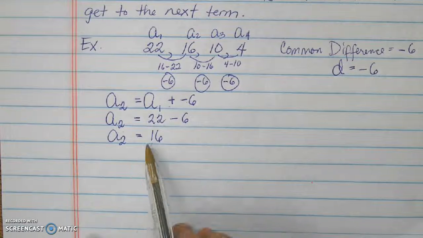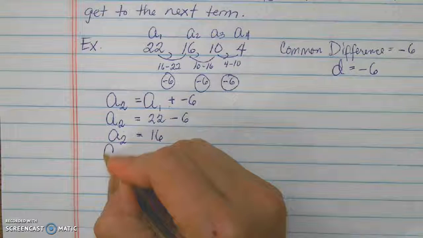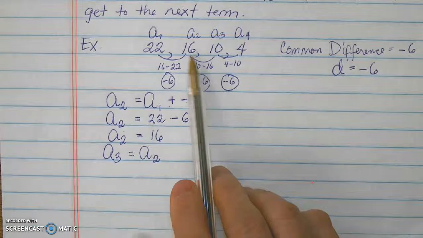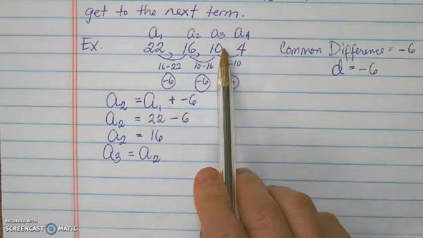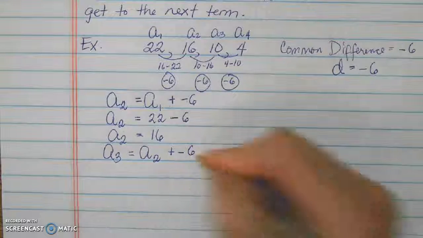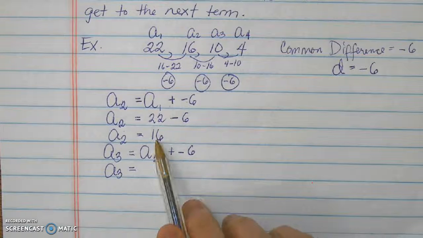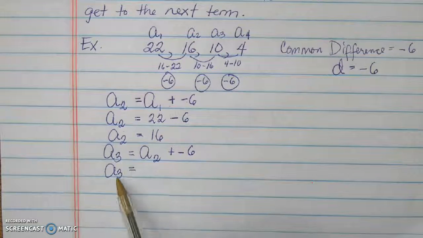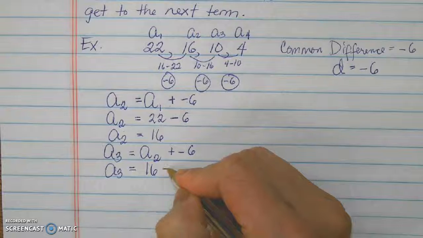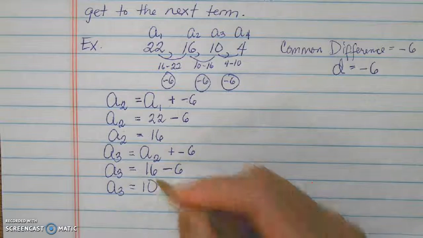So now another exploration is, what if I'm looking for A3? If I'm looking for A3, I need my A2. And again, if I'm at 16, how do I get to 10? By adding the common difference, so plus negative 6 again. Therefore, my A3 is, we have to know the number previously before A3, so that is a 16, and then plus negative is minus. So my A3 is a 10, which is accurate.